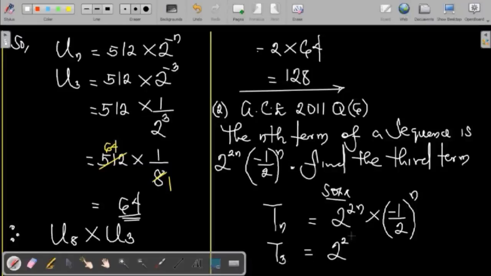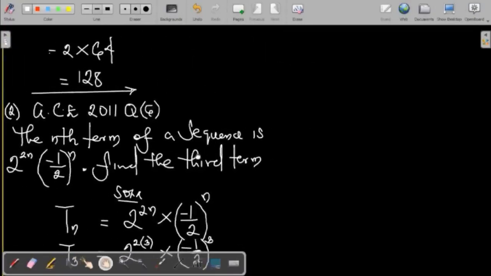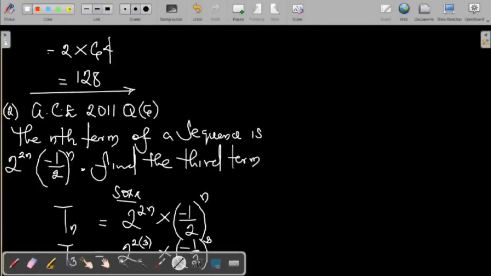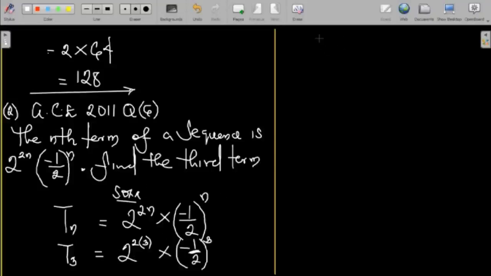Anywhere we see n, we should replace it with 3. So you can see that I've replaced it with 3. This one still remains minus 1 all over 2, all raised to power 3. So t3 will be equal to 2 raised to power 2 times 3, which is 6, times minus 1 raised to power 3. We still have minus because it is odd. 1 raised to power 3 is 1, then 2 raised to power 3 is 8.